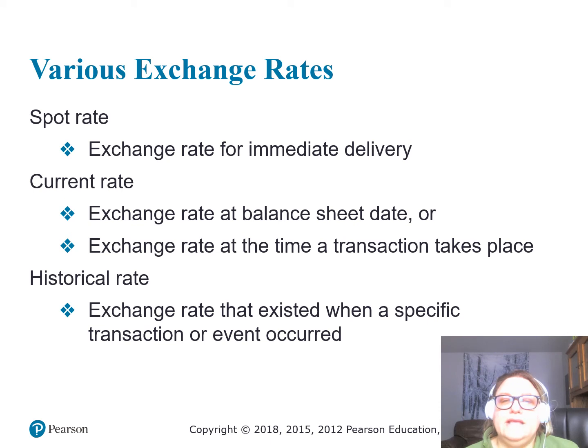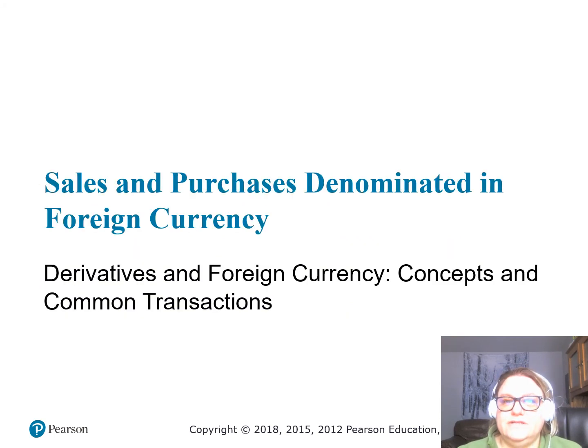So a spot rate is an exchange rate for immediate delivery, and a current rate is at the balance sheet date, okay? And those are different times, or the time that the transaction takes place. The historical rate is the rate that happened when the transaction occurred. So these are 3 things that you should be knowledgeable of definitions. All right.